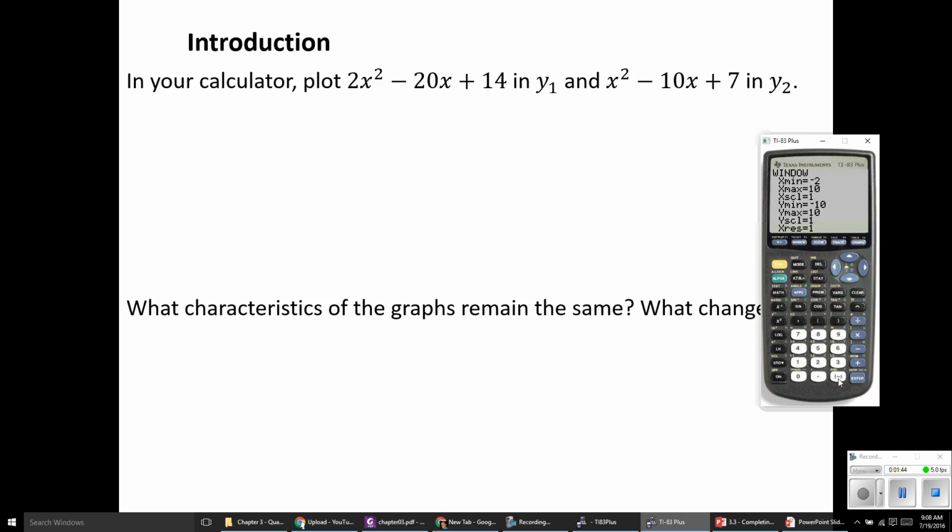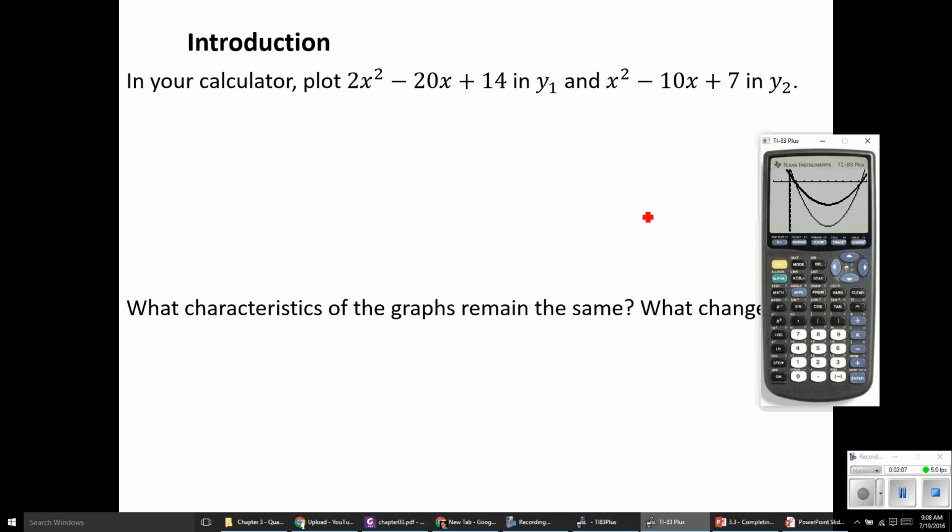For y minimum, let's go -40. And then y max, we can leave that as a +10. But we can adjust the window to better fit the graph. Let's take a look now. And now you can see our x-axis is taking up the screen where the graph is, and then our y-axis has been scaled so small that we can see the vertex of each function.